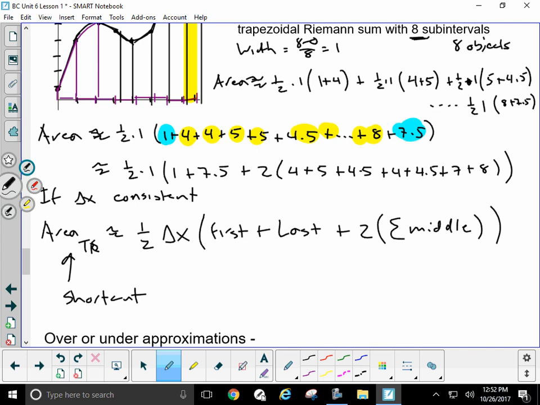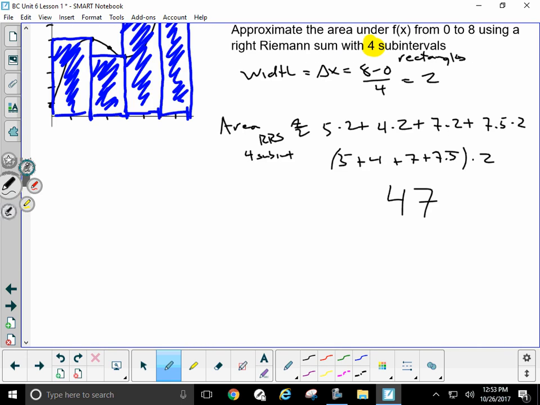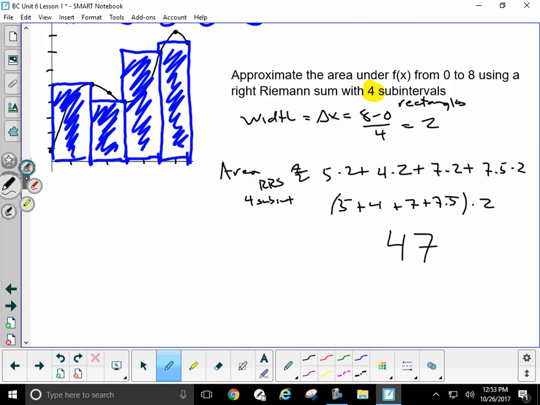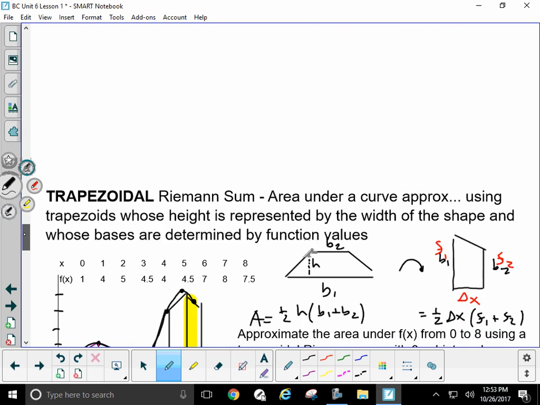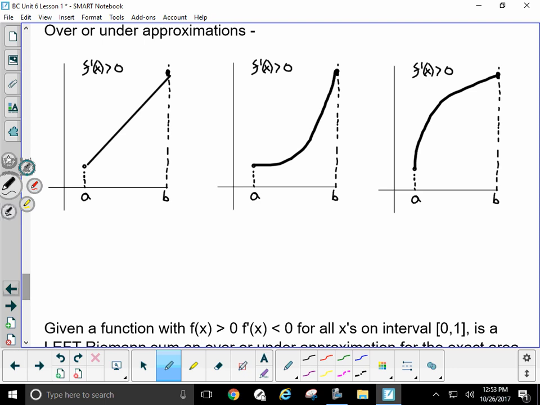Okay? Question? Does the approximation get more accurate with more sub-intervals? We'll get there. Again, trapezoidal, midpoint, right, left, all equally as good. Even though this trapezoid looks great, left one could be just as great. The right one could be just as great. Now, it is important to understand over and under approximations. We're going to focus on left, right, and trapezoidal Riemann sums.